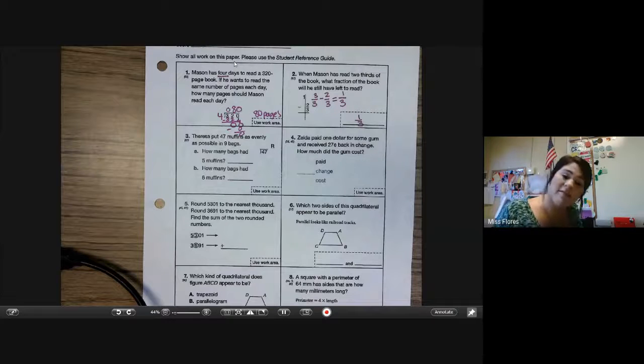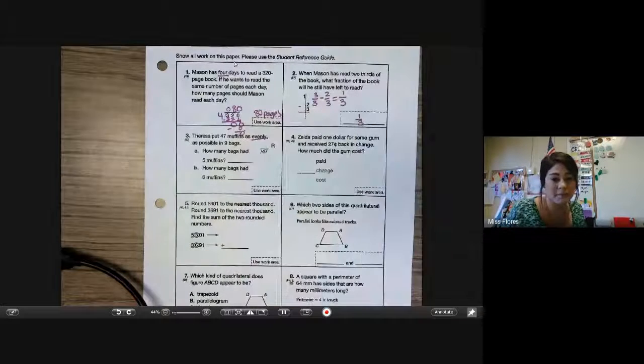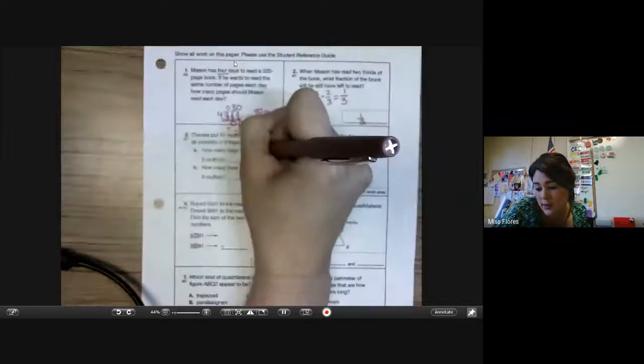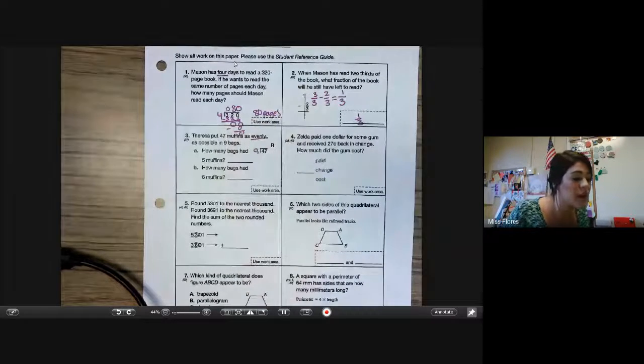All right, number 3, Teresa put 47 muffins as evenly as possible in 9 bags. How many bags had 5 muffins and how many bags had 6 muffins? Okay, so as evenly as possible, that's key right there. The first thing you need to do is you need to divide the muffins into the amount of bags that she has, which is 9. So 9 goes into 47 how many times? So you're going to have to count by 9s. So you go ahead and do that on your own.